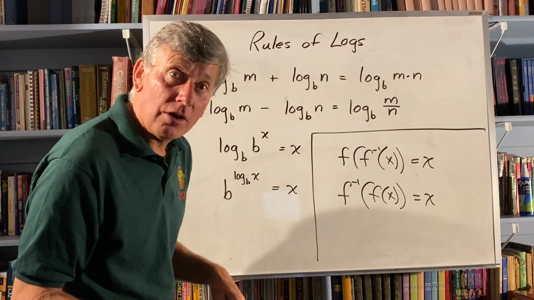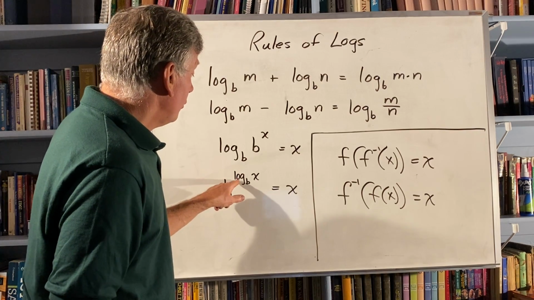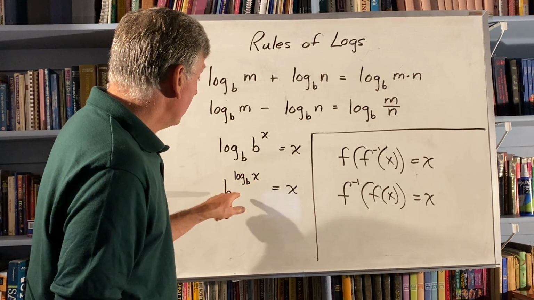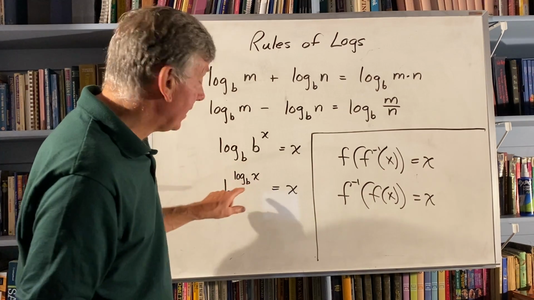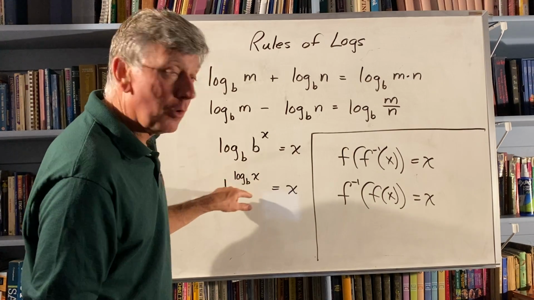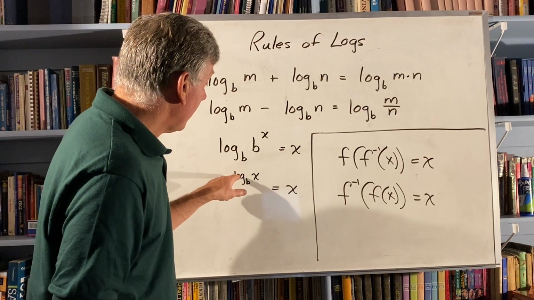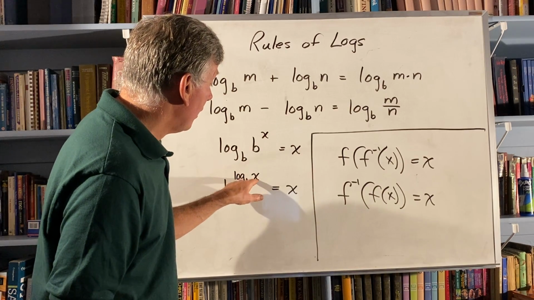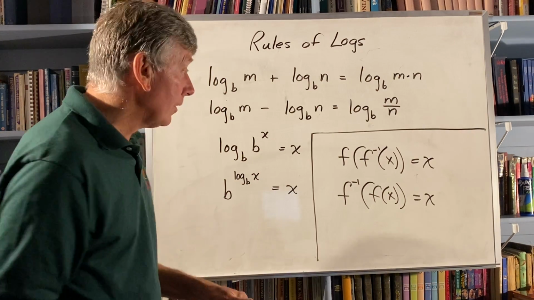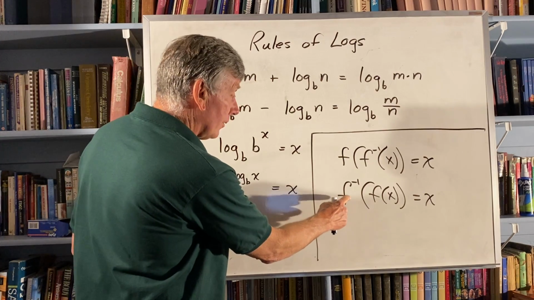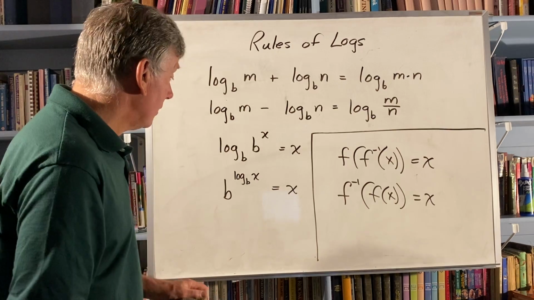Then I can switch it all around. And I have my base b to the log base b of x. So this whole thing is an exponential function, but in this exponent here, and remember logs are exponents, I have the logarithm base b of x. That also is x for the same reason. I'm taking the inverse function of f of x, and I get x.